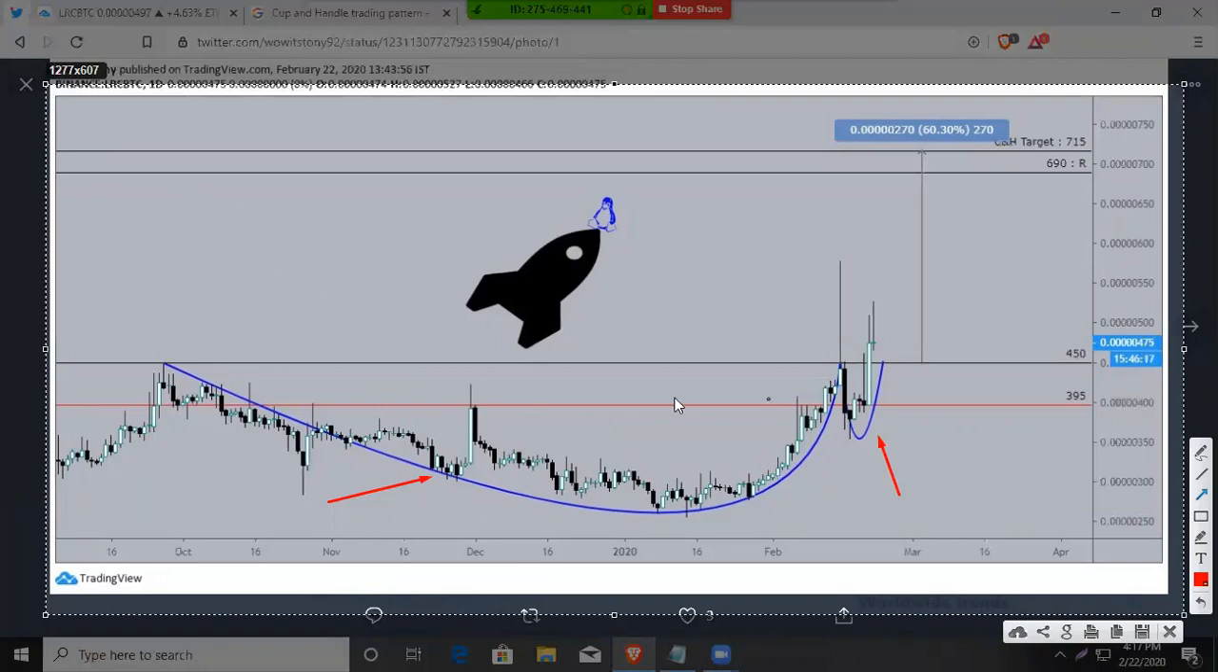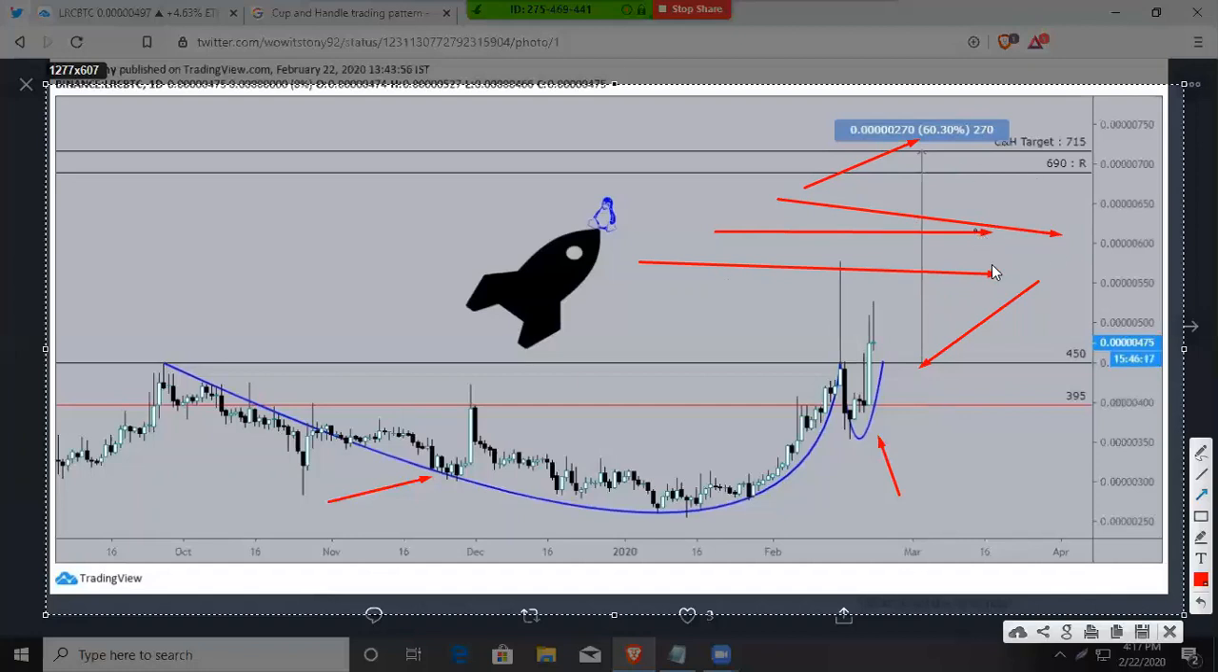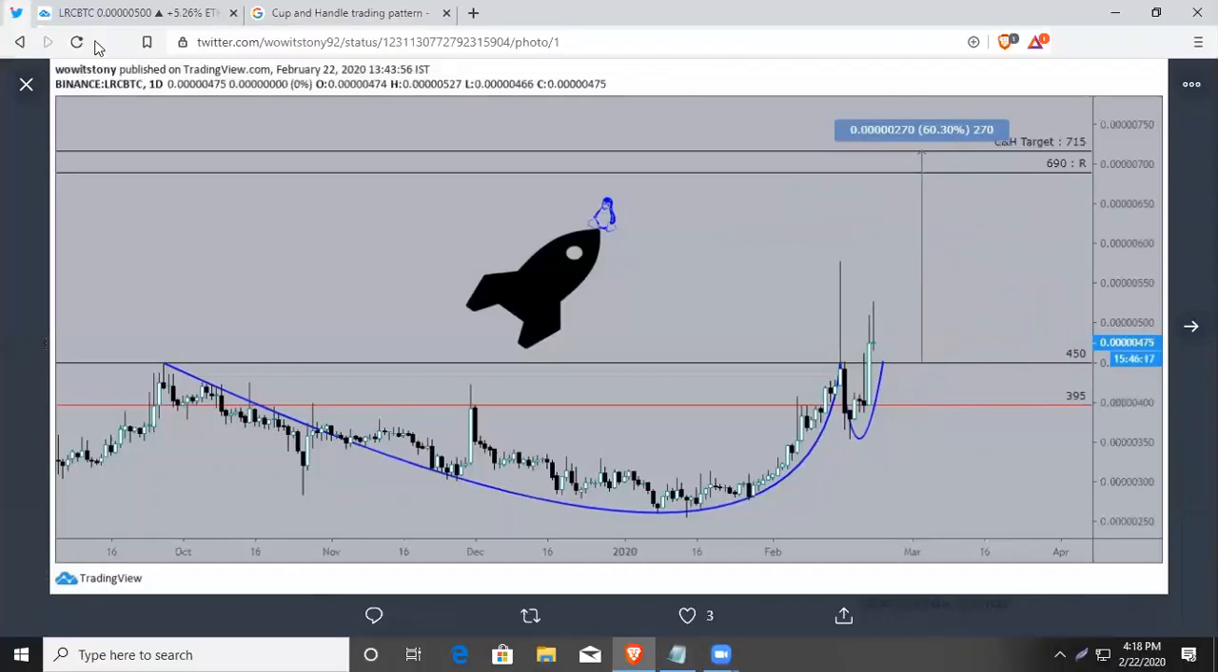Okay, so I'll be going on this chart, and I'll be explaining why I say that if price breaks this level, it is going to 60%. Like I'm going to target 60%. I have not given any resistance in between. I have not given any other target in between. I'm just expecting price to pop 50% from 450. All right. So let's go.